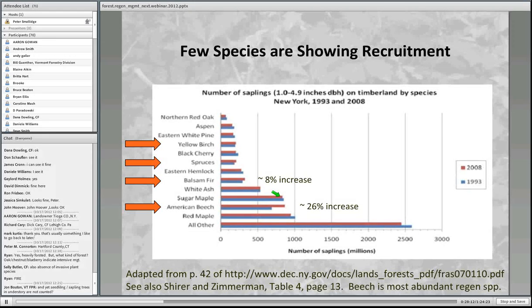Corresponding to this, but I believe using the same data, the Nature Conservancy publication table 4 illustrates on page 13 that beech is the most abundant species in their advanced regeneration categories. So we are regenerating trees, but the concern is, many of you will recognize that beech is a wonderful species, has a lot of nice properties, but because of its non-preference by deer and its susceptibility to beech bark disease, is not the species that we want to be dominating our understory.